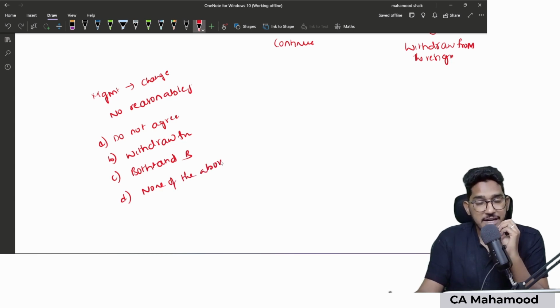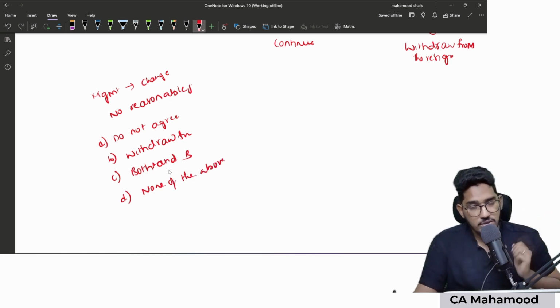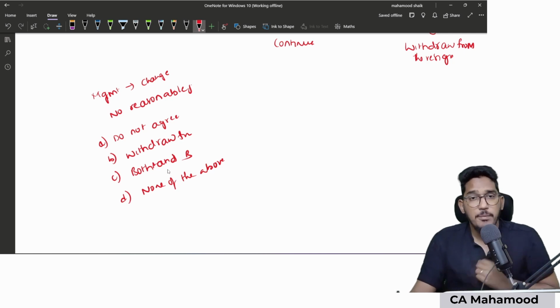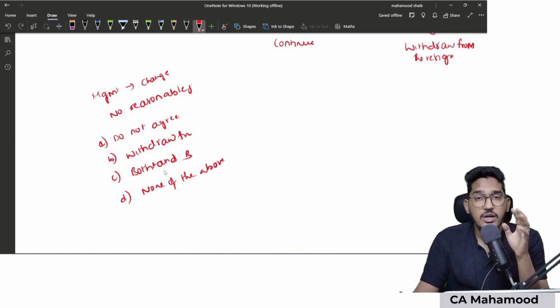Once again, I am repeating the facts of the question. Management approached the auditor asking for the changes in the terms, but there is no reasonable justification. What should the auditor do? Option A, do not agree to the changes. Option B, withdraw from the audit. Option C, both A and B, that is, do not agree and also withdraw. Option D, none of the above. Which option will you choose?